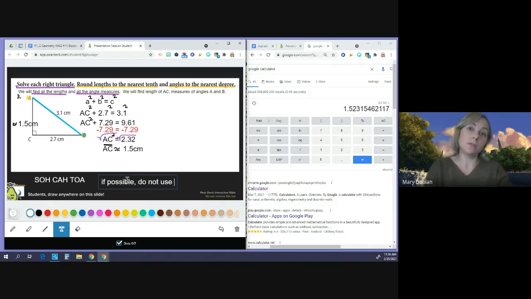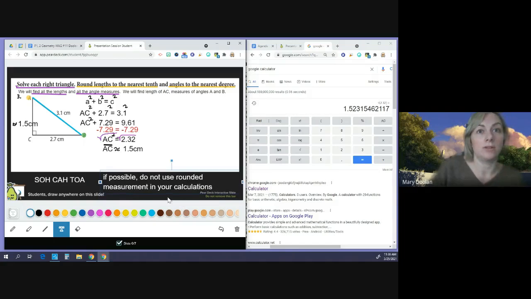do not use rounded measurements in your calculations, because it's just going to get less and less accurate that way. Every time you round and then use that rounded number to find something else that you have to round, it gets less and less accurate. So we don't really want to use this leg here. We'll use the hypotenuse. I don't have the hypotenuse here, so I'm not going to be using tangent. I'm either going to use sine or cosine, and it just depends on which angle I'm going to use. If I want to find the measure of angle A, then this would be the opposite. If I'm finding the measure of angle B, then this would be adjacent. It doesn't matter if you use sine or cosine, you just have to make sure you set up your ratio correctly.